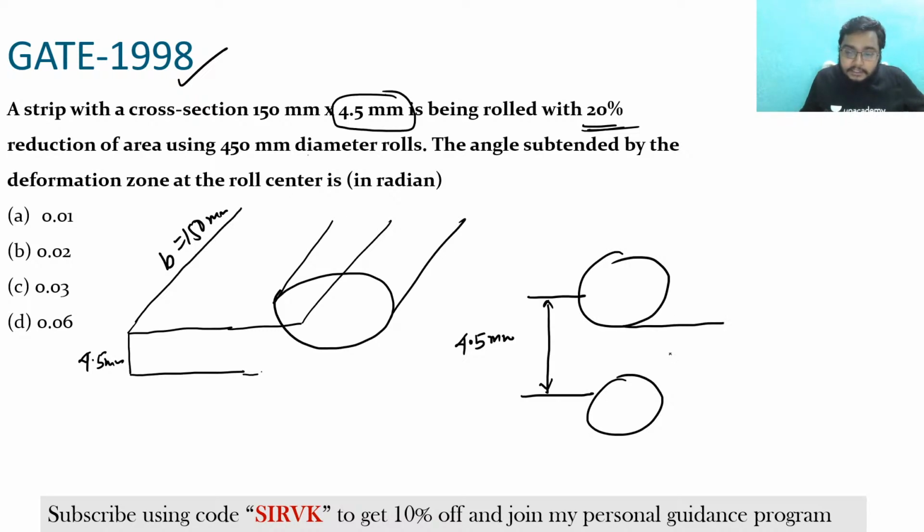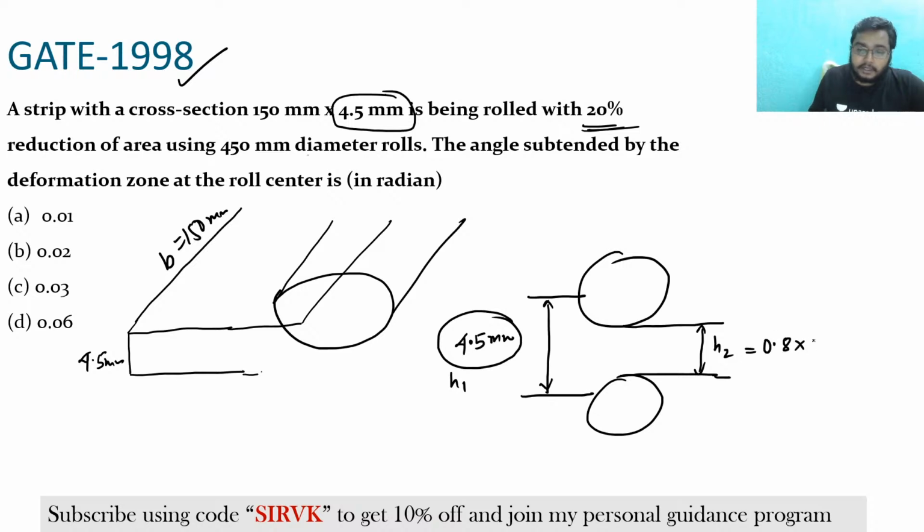So what does the 20% reduction mean? It simply means that 20% of this will be reduced. So this is H1, this would be H2. So can I say that H2 will be 0.8 of 4.5, because 20% is getting reduced, so 80% would be there. If 20% of 4.5 has been reduced, it means only 80% of 4.5 will remain, right? So if I do it, then I would get H2.